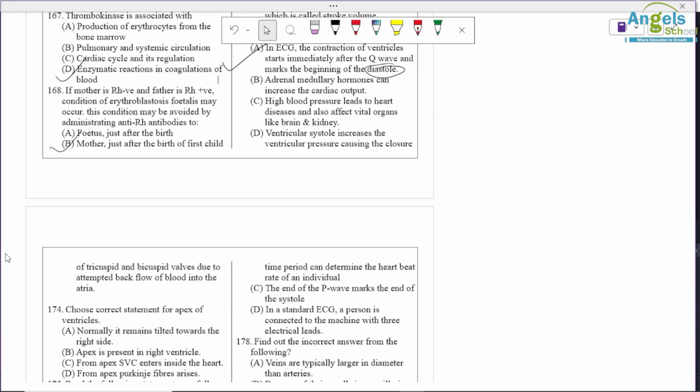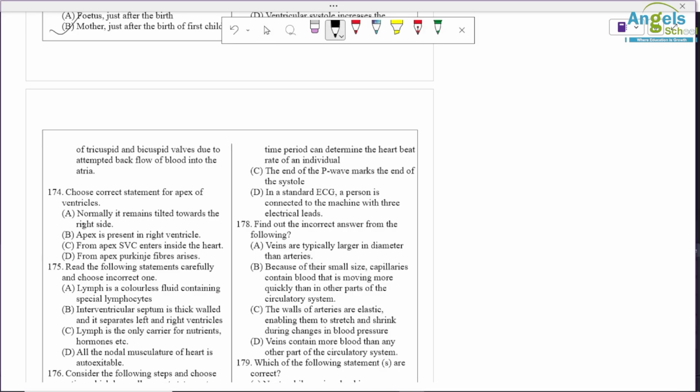Question number 174. Choose the correct statement for apex of ventricle. Normally it remains tilted towards the right side, so it is a wrong option, left side is correct. Apex is present in right ventricle, again left is correct. Wrong statement. From apex, as we see, superior vena cava enters inside the heart, so it enters through the base only. So again wrong option. From apex Purkinje fiber arises, so it is the only correct option.